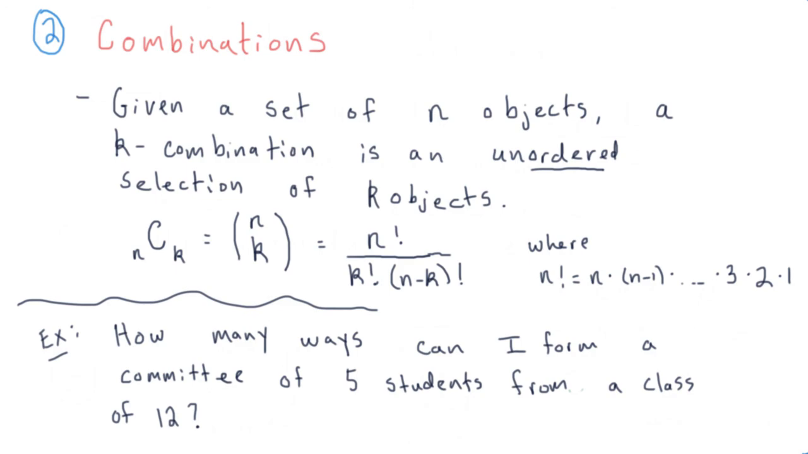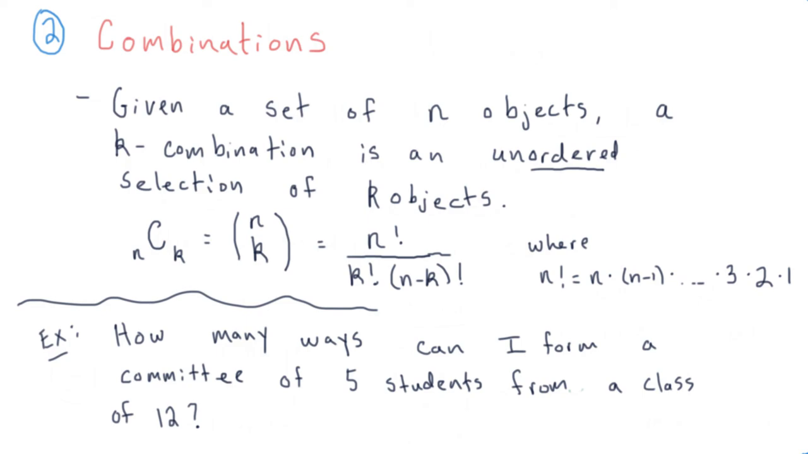Okay, so let's talk about combinations. A combination goes like this. I have a set of n objects, and those objects could be anything, but they're distinguishable, I guess. So we say a k combination is an unordered selection of k of those objects.